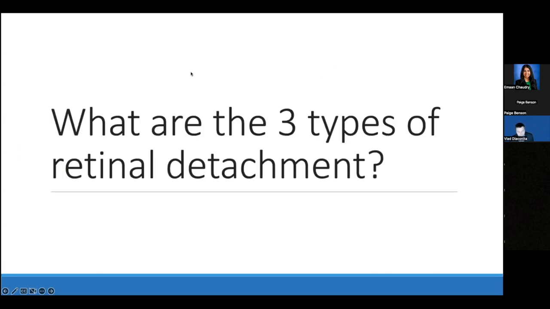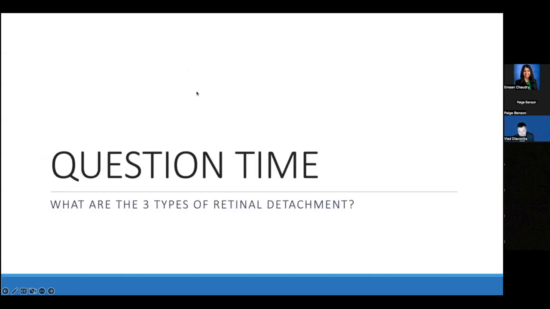So since we're talking about retinal detachments, and we kind of introduced the idea of the retina, I want to give you an opportunity to let me know what you know. There's three types of retinal detachment. So what are the three types? This is an opportunity for us to have a little question. I don't know if we have our question software working, so maybe give it a minute here and see how you do. But remember, there's three types, and if you were to break it up into three, how would you do it?